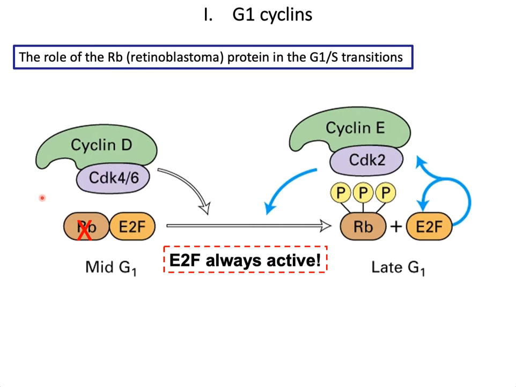Individuals who have retinoblastoma do not have a functional RB, and since they do not have a functional RB, the E2F is always active. And that's why it is driving the cell cycle to progress from G1 into S phase. We're going to talk more about retinoblastoma when we talk about cell biology of cancer in the last topic of this course.